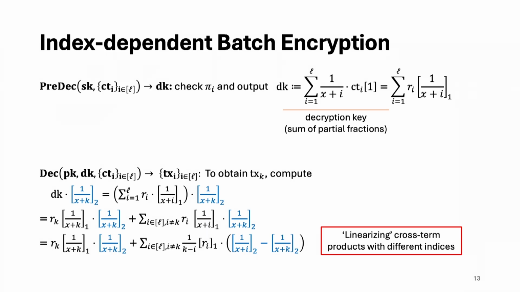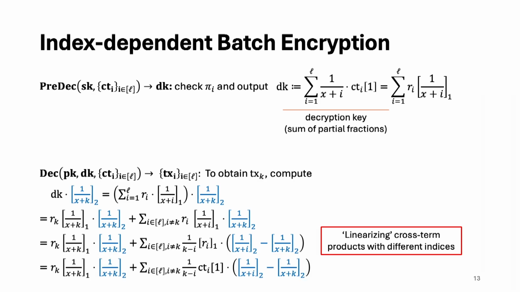And these cross-term products with different indices, they can linearize, and they can basically be expressed as the first parts of each ciphertext paired with these public elements, which are the partial fractions in the second group. And because these blue parts that are in the second group are public, now the decryptor can basically obtain the sum by pairing the first parts of each ciphertext with them, peel it off, and then leave the quadratic pole term alone. And this way, it can decrypt the transaction.